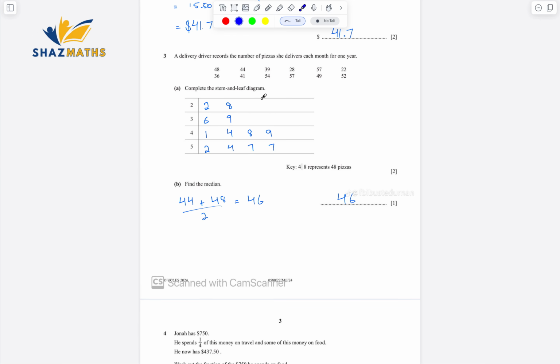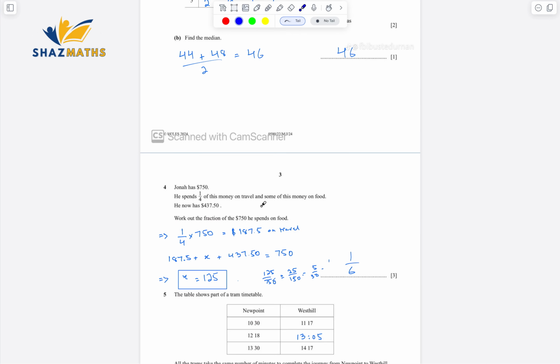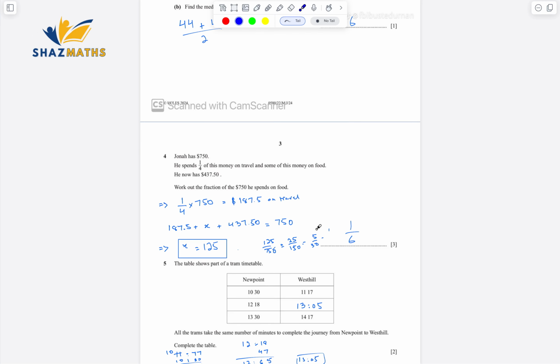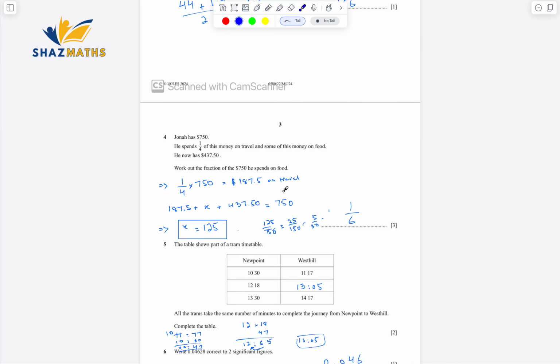Jono has $750. He spends 1 by 4 of this money on travel and some of this money on food. He now has this much left. Work out the fraction of 750 he spends on food. So the total was 750, and 1 by 4 of 750 is 750 divided by 4, which is 187.5. So he spends this much on travel, 187.5, plus some of this money on food, so I'm going to say that's X, plus whatever he has left.